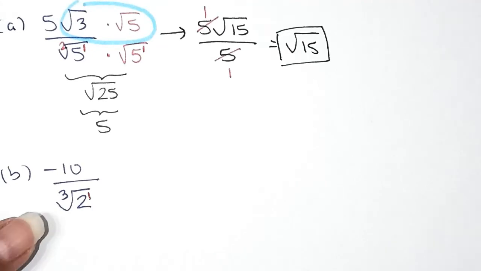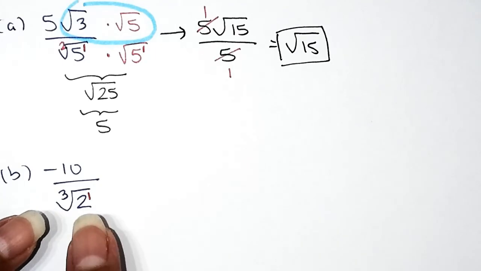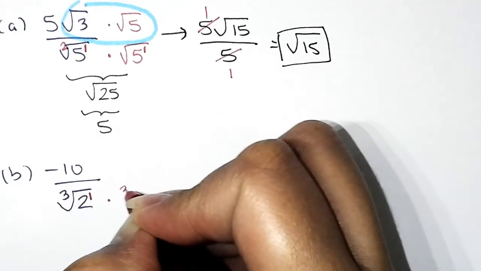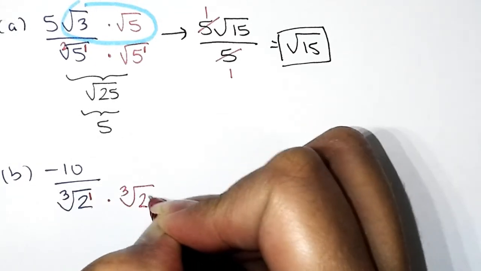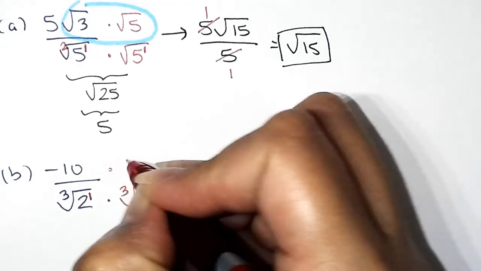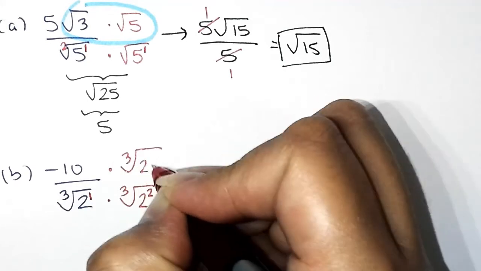How many do I need overall? Well, the index is 3, so we need 3. So I'm asking, how many more factors do I need to get to 3? Well, if I have 1, to get to 3 we need 2 more. So let's multiply top and bottom by 2 more of those factors. 2 to the first times 2 squared will give us 2 to the third. So we're going to multiply top and bottom by 2 squared.